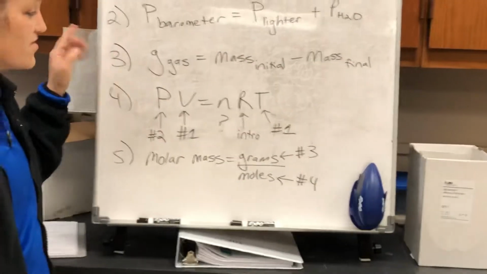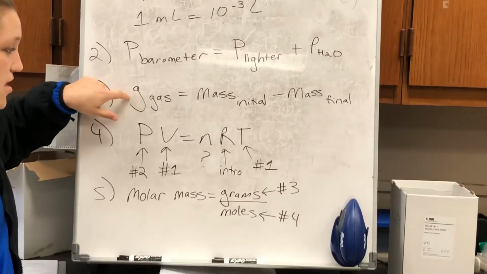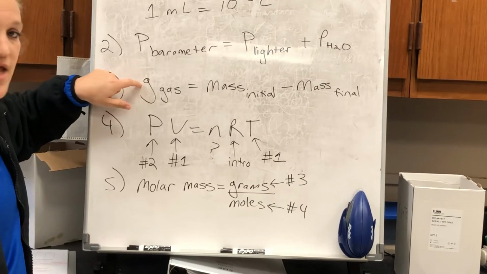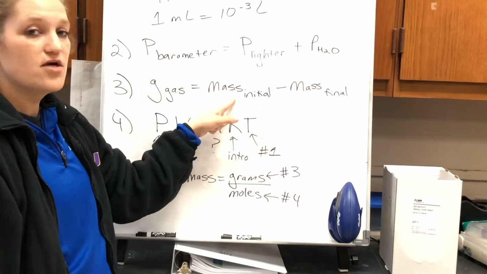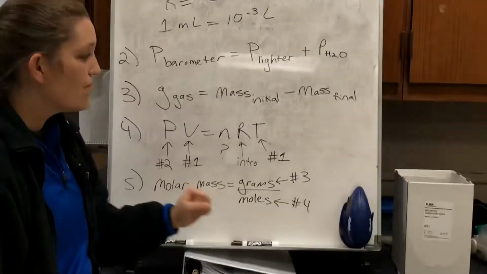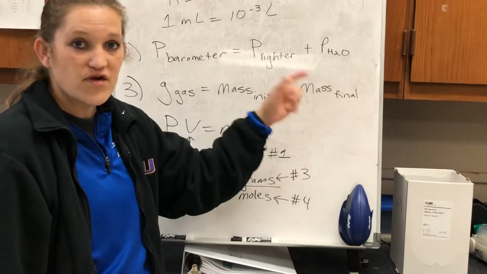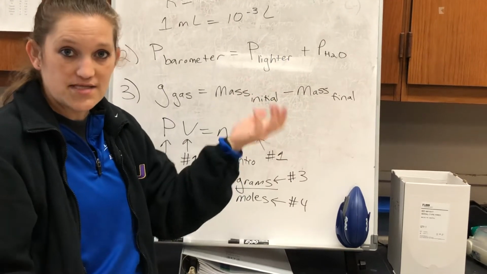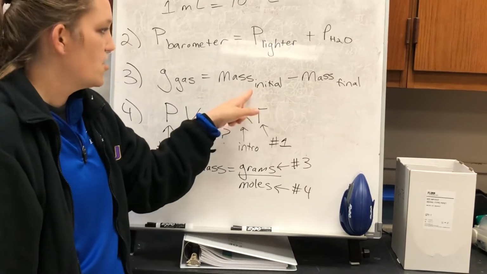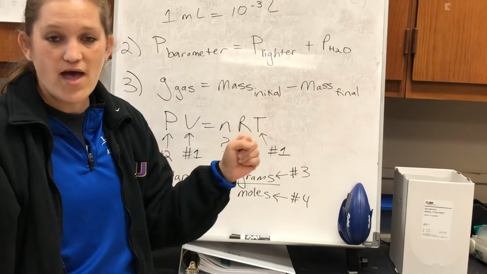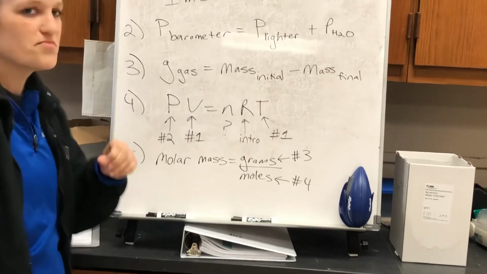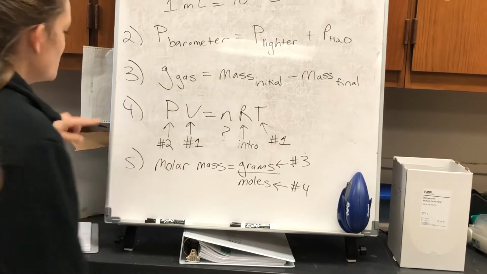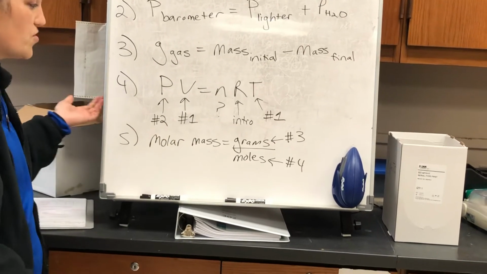Step three is to find the mass of your gas. We want to know how many grams of the gas we actually created. You weighed the lighter initially, and then when we weigh it finally, the difference is the amount of gas that was released into our graduated cylinder. So do this subtraction, and then you'll have the gas mass. That rhymes, gas mass.